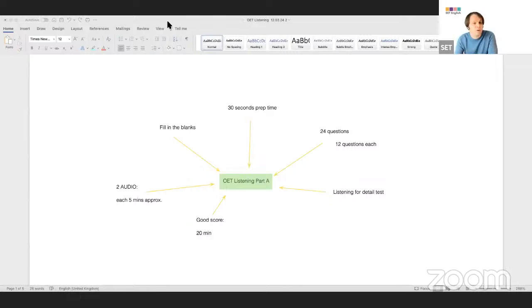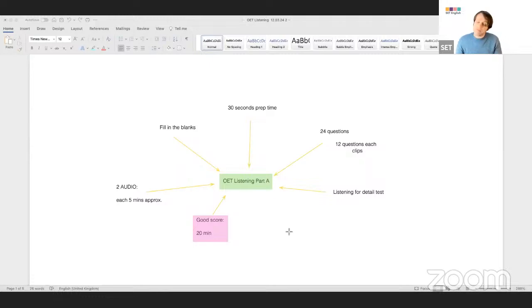What do you struggle with yourself these days, Amajan? Is it listening part C? While I'm listening to audio, I usually lose my track. Okay. So often people find part C more difficult than A, guys. So we need to score at least 20 here, so that we can pass this test even if we do not do so well in part C. Okay, so this is fill in the blanks, 30 seconds prep time, 24 questions, 12 questions each audio clip. There's 2 audio clips, 5 minutes long, approximately, and we're listening for details.